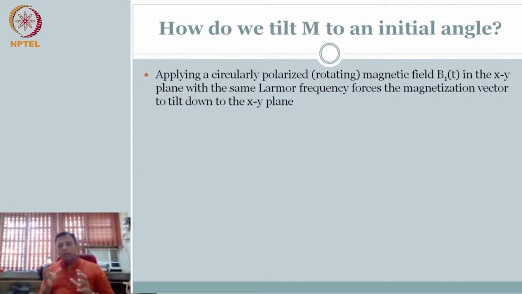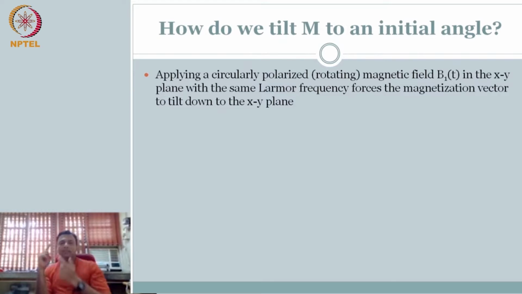So what do they mean by circularly polarized? If you were to track the path of your additional magnetic field, your B1 field, it will look like a circle in the XY plane. That is what they mean by a circularly polarized magnetic field. It has to be applied at the same Larmor frequency. If you do that, you could essentially tilt the M vector.